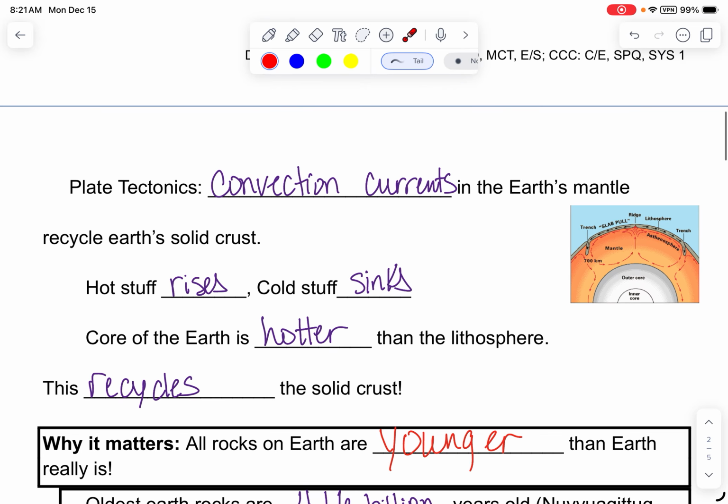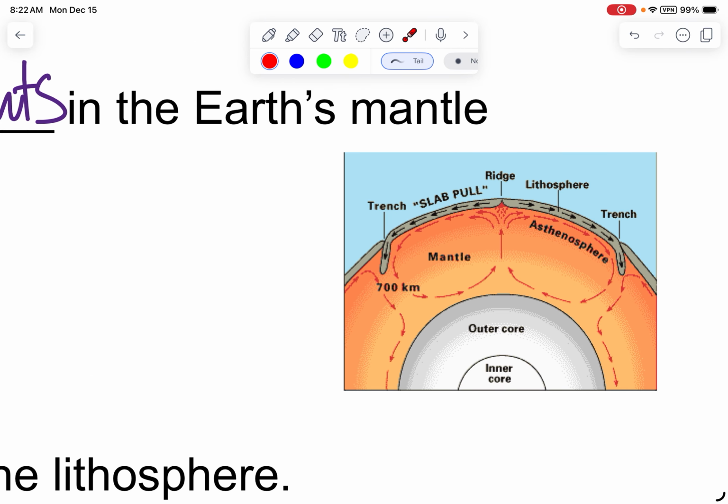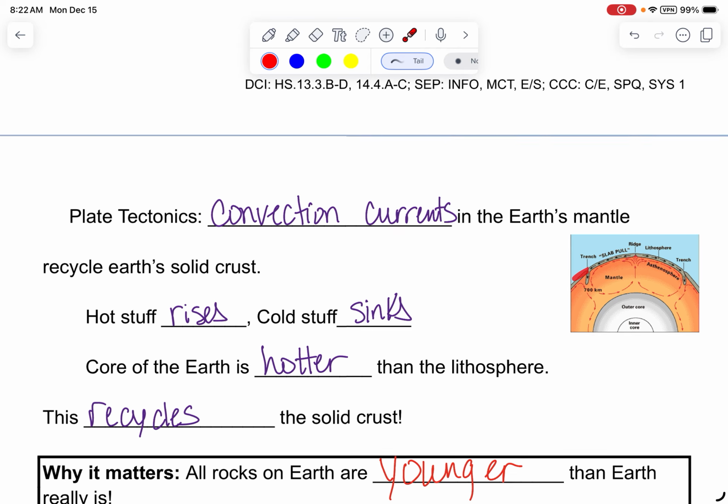And so then we started to look at, well, okay, we can figure out how old rocks are to some extent, but then how do we know how old Earth is? So we did a quick review of plate tectonics from your 7th, 8th grade year. And quick reminder that convection currents are what drives plate tectonics. So inside our core, it's hotter, and out here on the edge, it's cooler. And so those convection currents really recycle Earth's crust.